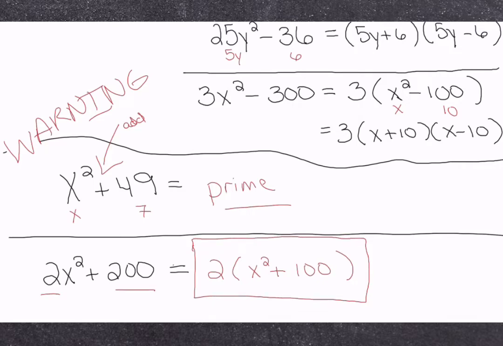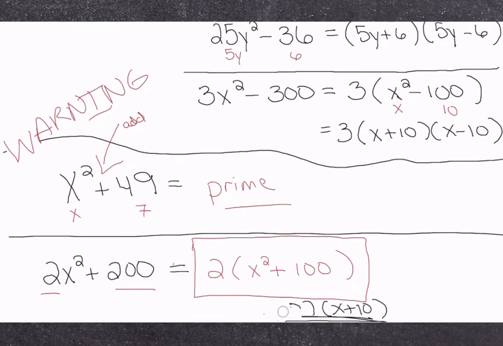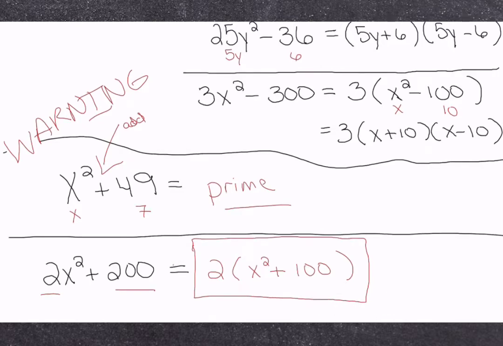Sometimes students will say this and say, oh, it's x plus 10. Just make both of them plus signs. Okay. Can't do that, because if you multiply all this together, you won't get the original back. So don't make that mistake either. So this is our difference of 2 squares.